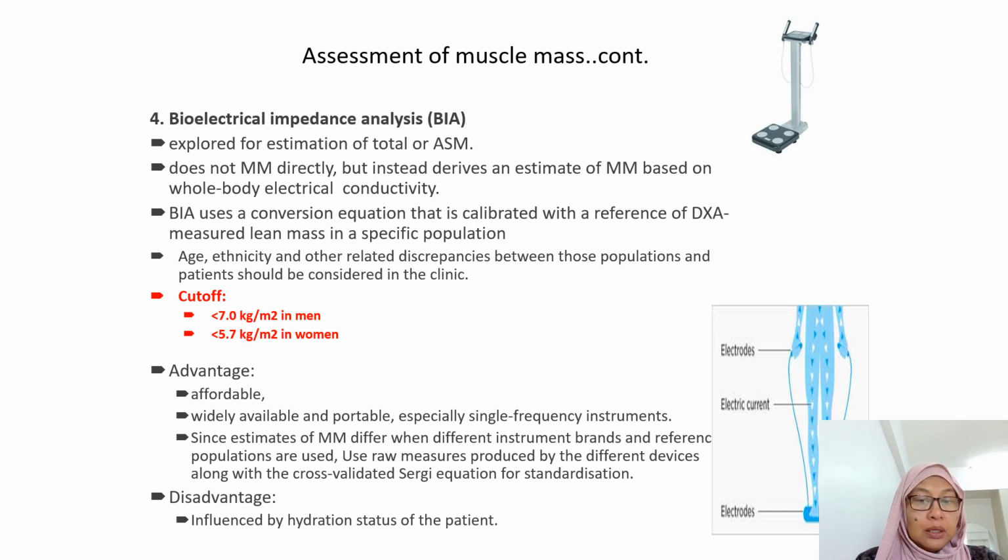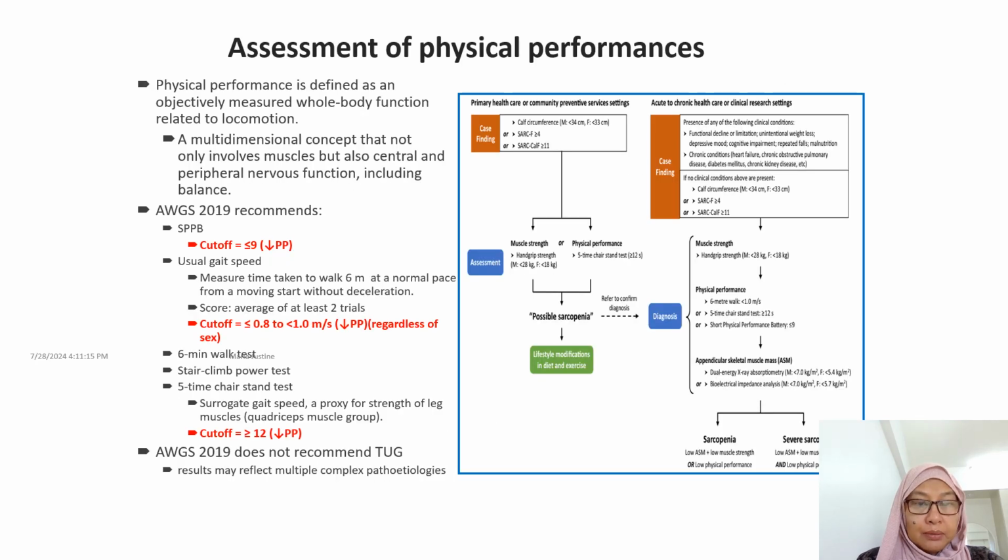Okay, and there is another method that is normally used either in research or in the hospital setting, that is using the dual energy X-ray absorptiometry. Each of these methods has its advantages and limitations, but they all provide valuable information on muscle mass.